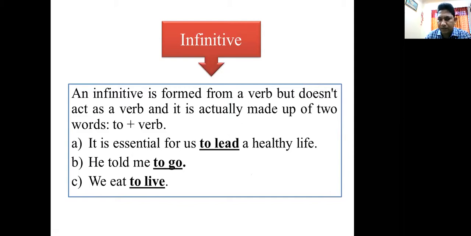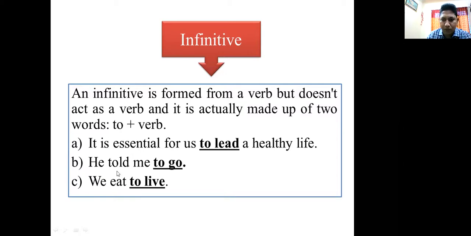That is infinitive. So what is infinitive? An infinitive is formed from a verb, but doesn't act as a verb. And it is actually made up of two words, that is to plus verb. So there are three pieces of information. That is, an infinitive is basically formed from a verb, but it doesn't act as a verb. Infinitive is not a verb, but it is formed from verb. Okay. And it is made up of two words, that is to plus verb. You know that infinitive means to plus verb.